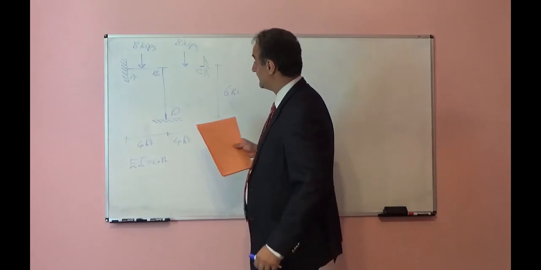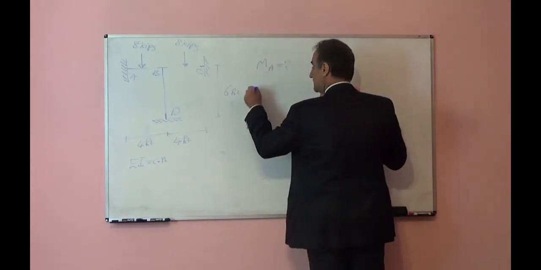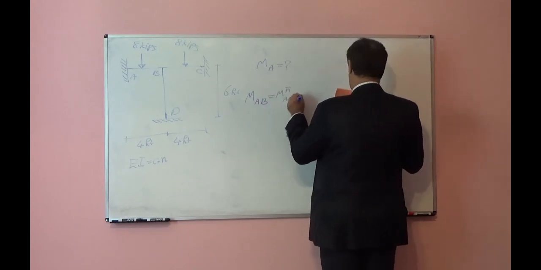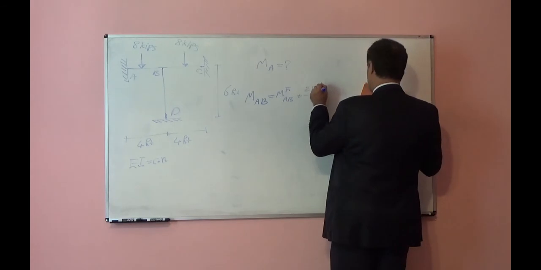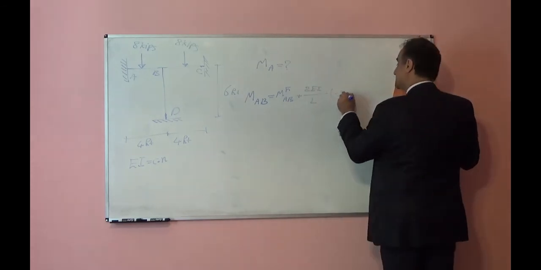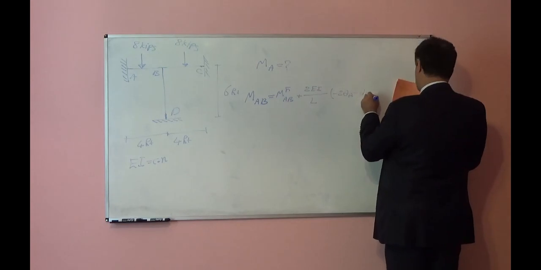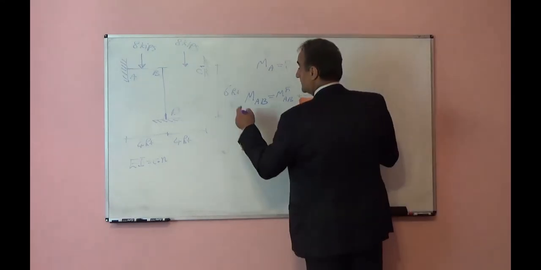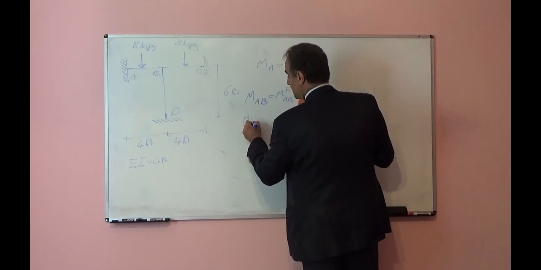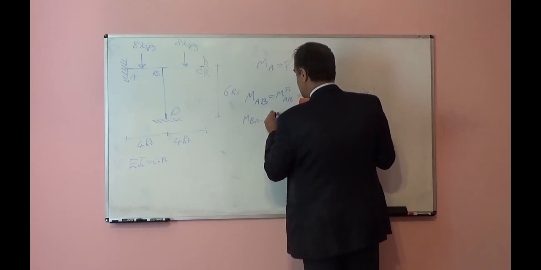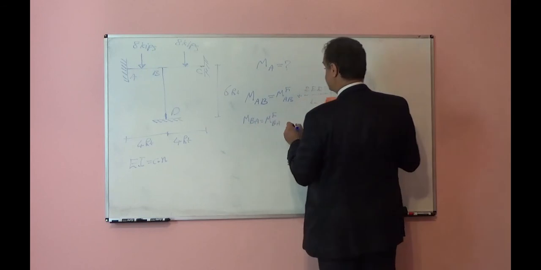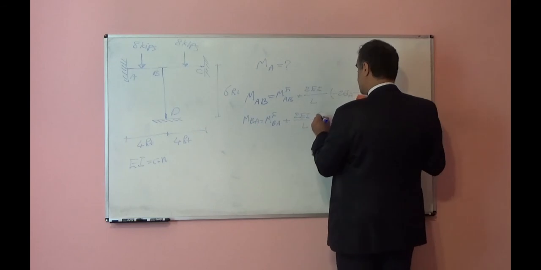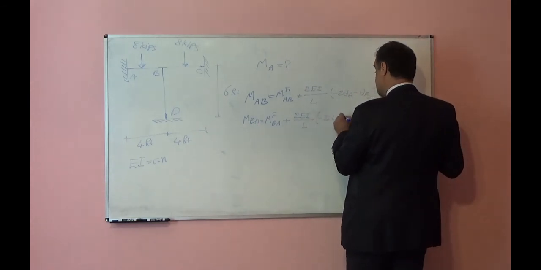Let's see how we can find MA. MAB will be equal to M fix AB plus 2EI over L times (2 theta A minus theta B). Because delta is equal to 0, we will not apply it in the formula. This is MAB. How about MBA? MBA will be M fixed BA plus 2EI over L times (2 theta B minus theta A).